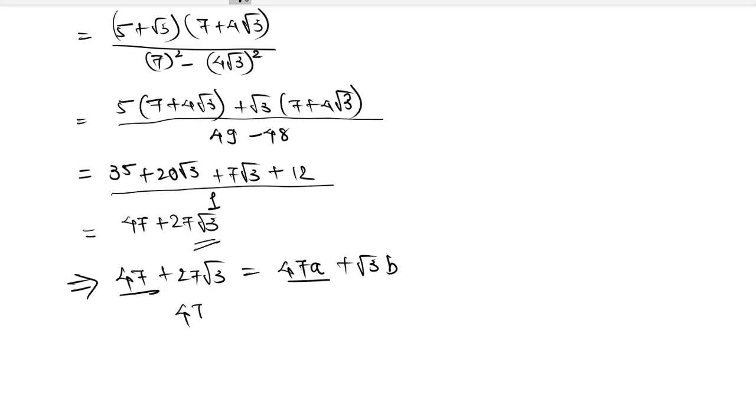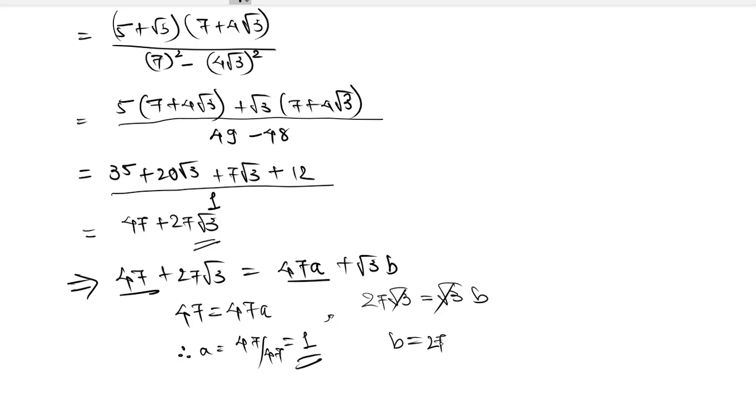Let's directly equate them with each other. 47 is equal to 47a, and therefore a is equal to 47 by 47, which is nothing but 1. So a is 1, and what do you get when you equate 27 root 3 is equal to root 3b? Root 3 gets cut, and b is equal to 27. Right, so the value of a is 1 and the value of b is 27 in this particular question.